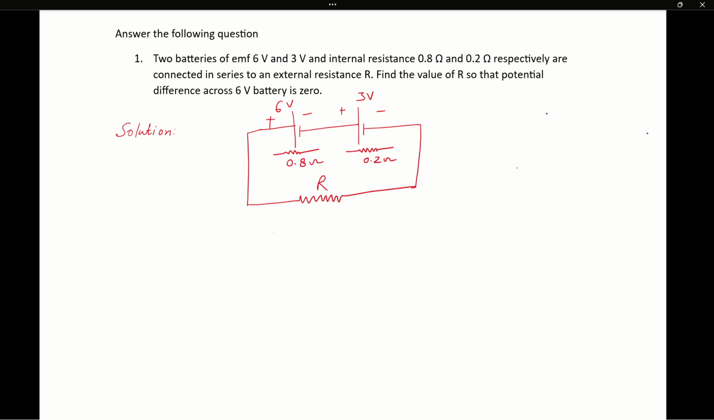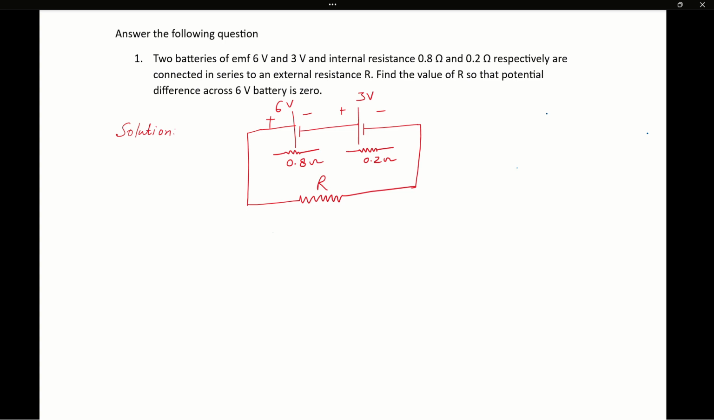Good morning, children. Today we will see another important question of your board examination class 12 physics from chapter number 3, current electricity. Let us see how we will solve this.